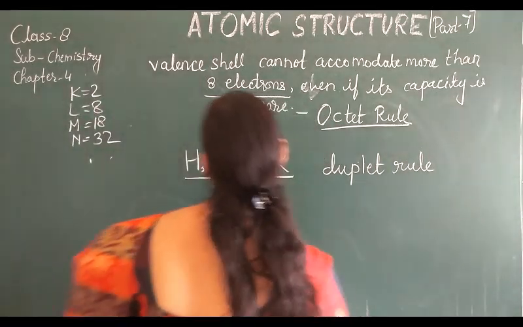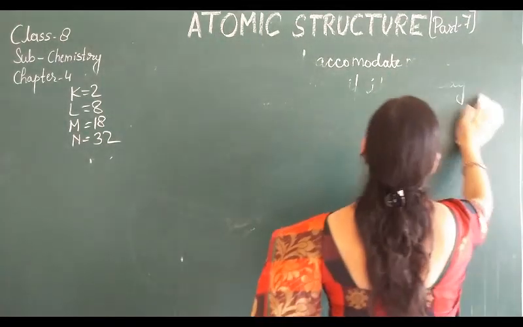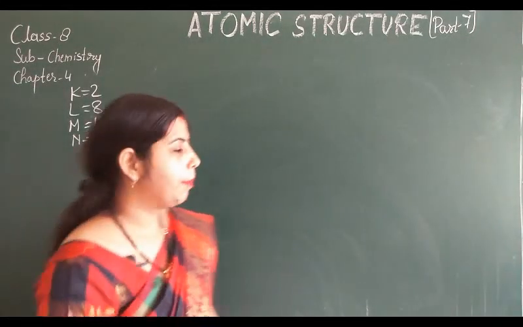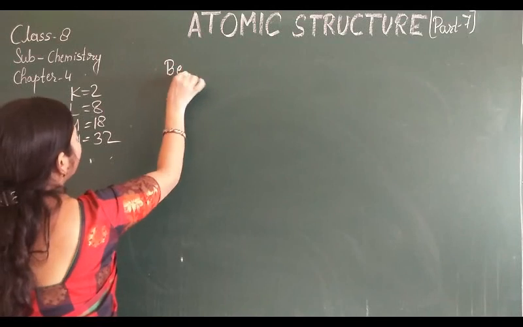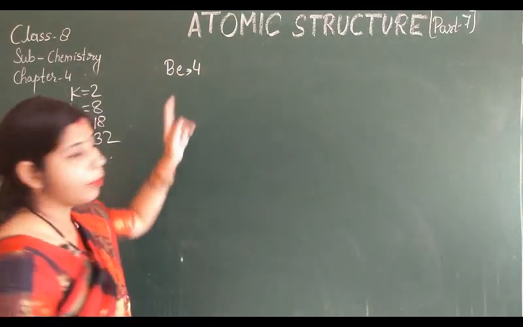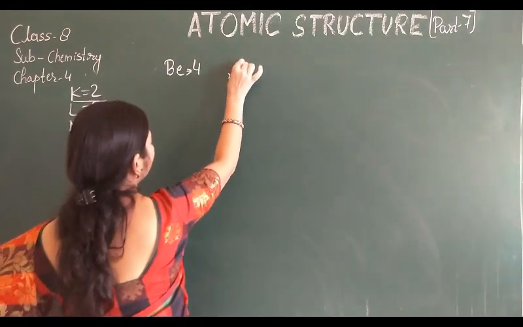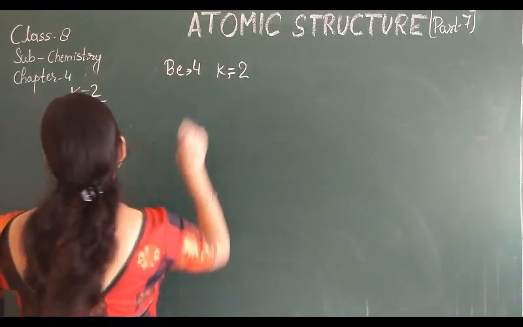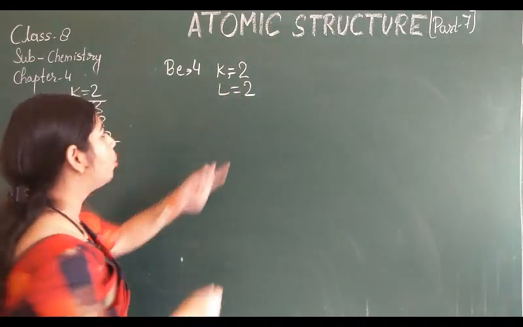Now just quickly see some electronic configuration, how we can configure the electrons, how we can fill the electrons. Suppose one example I am taking, that is beryllium, whose atomic number is 4. Now with atomic number 4, the first shell can accommodate only 2 electrons. That means the K shell is having 2 electrons, and after 2 are taken out, 2 are left, that's why L is also having 2 electrons.